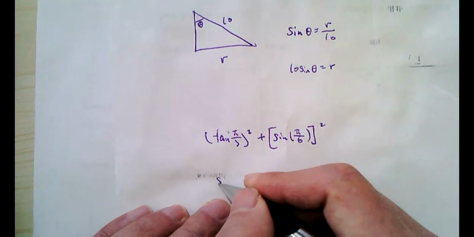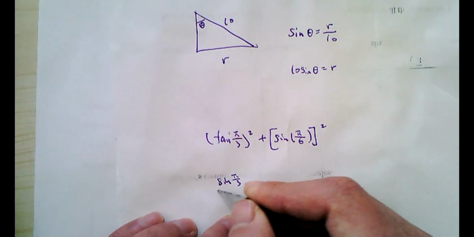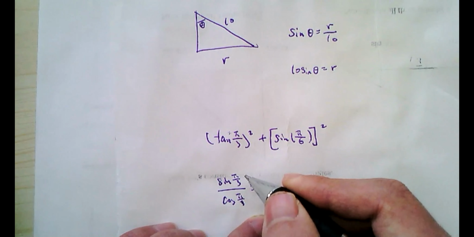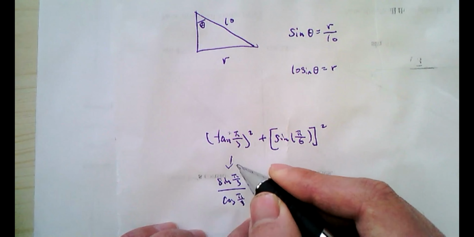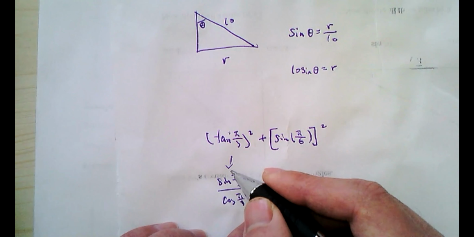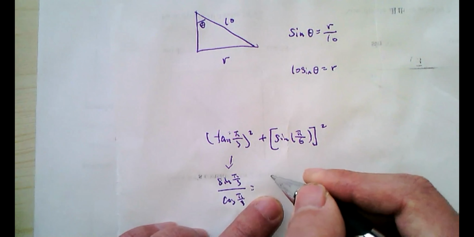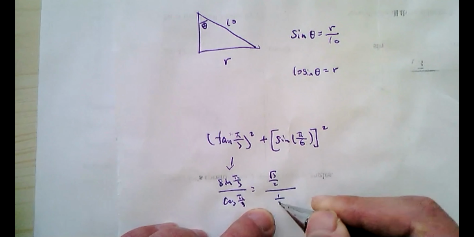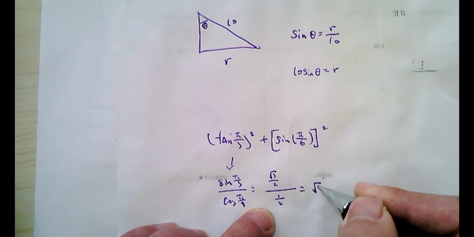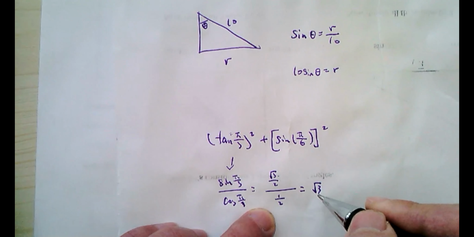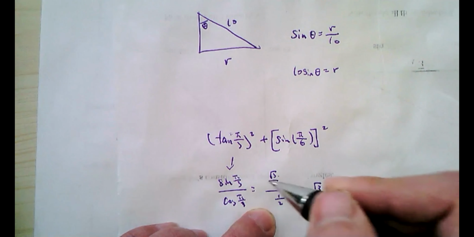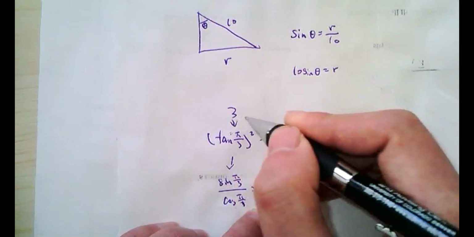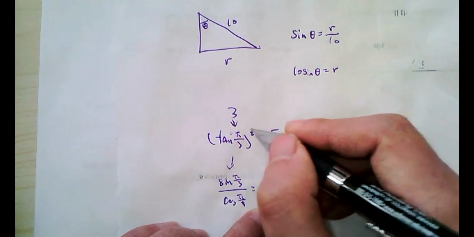So tangent pi over 3 is sine pi over 3 over cosine pi over 3, right? Do you agree? Lucia? Yes, I agree. What is sine pi over 3? Square root of 3 over 2, right? Mm-hmm. What is cosine pi over 3? It's 1 over 2, right? Yes. So this divided by this, you just get square root of 3, right? Yes. So inside you have square root of 3, and square root of 3 squared is just 3. Do you agree? Yeah.